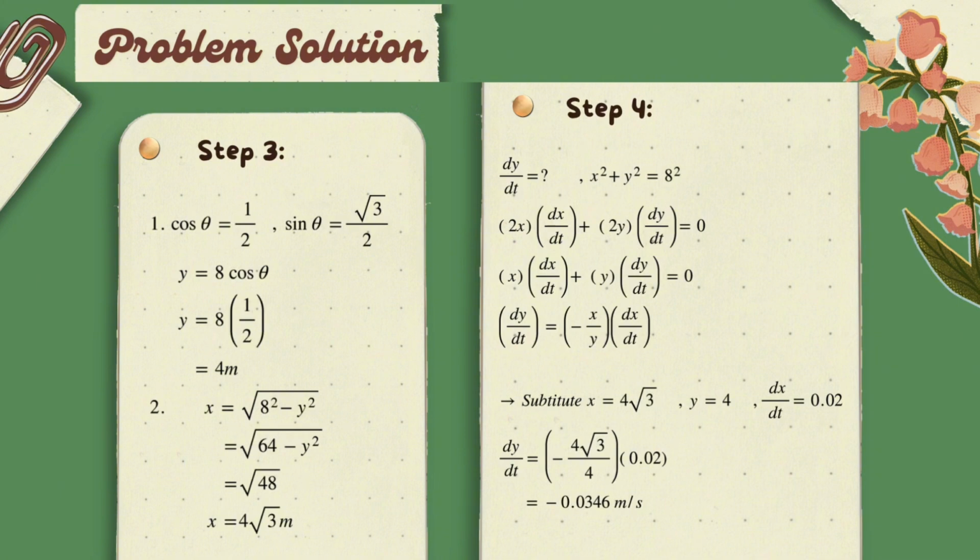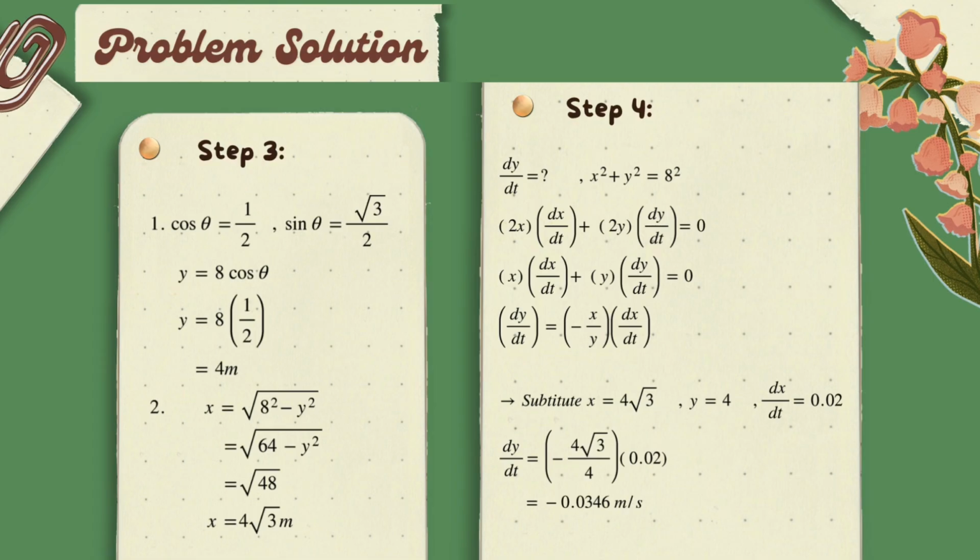For dy over dt, we have to use x to the power of 2 plus y to the power of 2 equal to 8 to the power of 2. We have to differentiate each one of them. So we get 2x multiplied by dx over dt plus 2y multiplied by dy over dt equal to 0.